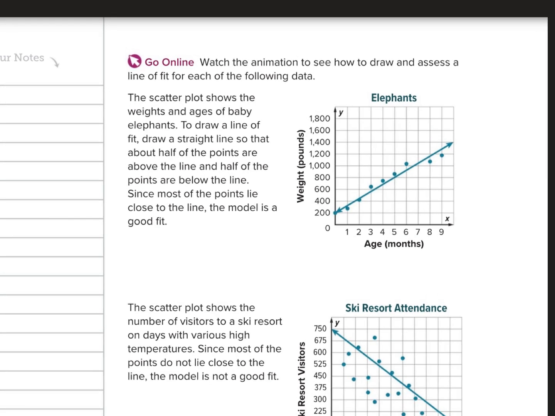So this one we have elephants, and we have the weight of the elephant and then the age in months of the elephant. To draw this line of fit, we go roughly through the middle here. Make sure you're using a straight edge when you do this. Notice we did not have to start our line down here at the origin. It doesn't have to start there. So let's look then at the next one.